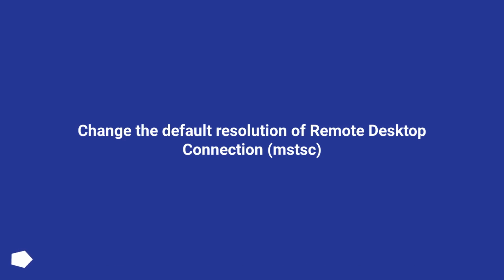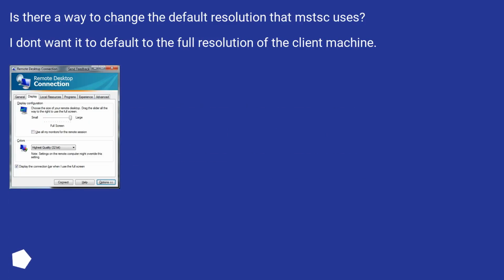Change the default resolution of Remote Desktop Connection, mstsc. Is there a way to change the default resolution that mstsc uses? I don't want it to default to the full resolution of the client machine.